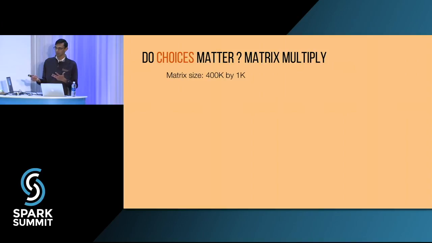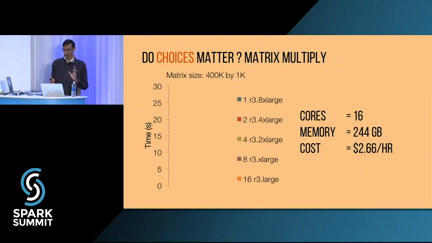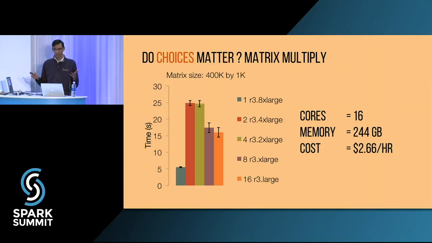Here's a simple example. It's a matrix multiplication workload, which is commonly used in a number of numerical applications. We did this with a number of different setups where we tried to normalize the total number of cores and the total cost. So in this setup, we have one R3.8xlarge or two R3.4xlarge machines, up to 16 R3.large machines. They all have 16 cores, they all have 244 gigs of memory, and they all cost $2.66 an hour. But the performance you'll get from each of them could vary a lot.